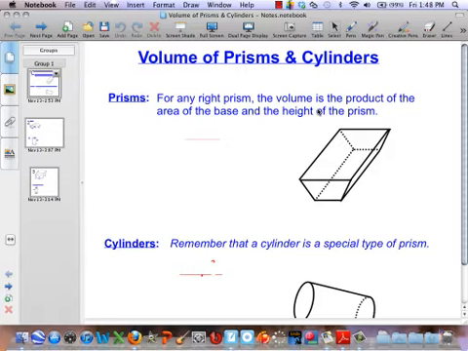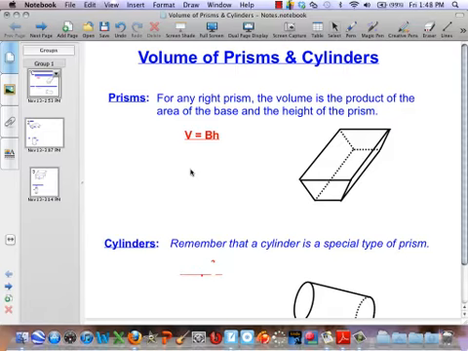What about the base? No. Area of the base times the height. So that's it. If you want to know how to find the volume of anything, it's the area of the base times its height. And again, this works no matter what, whether you're dealing with a prism or a cylinder. It's the area of the base times the height.